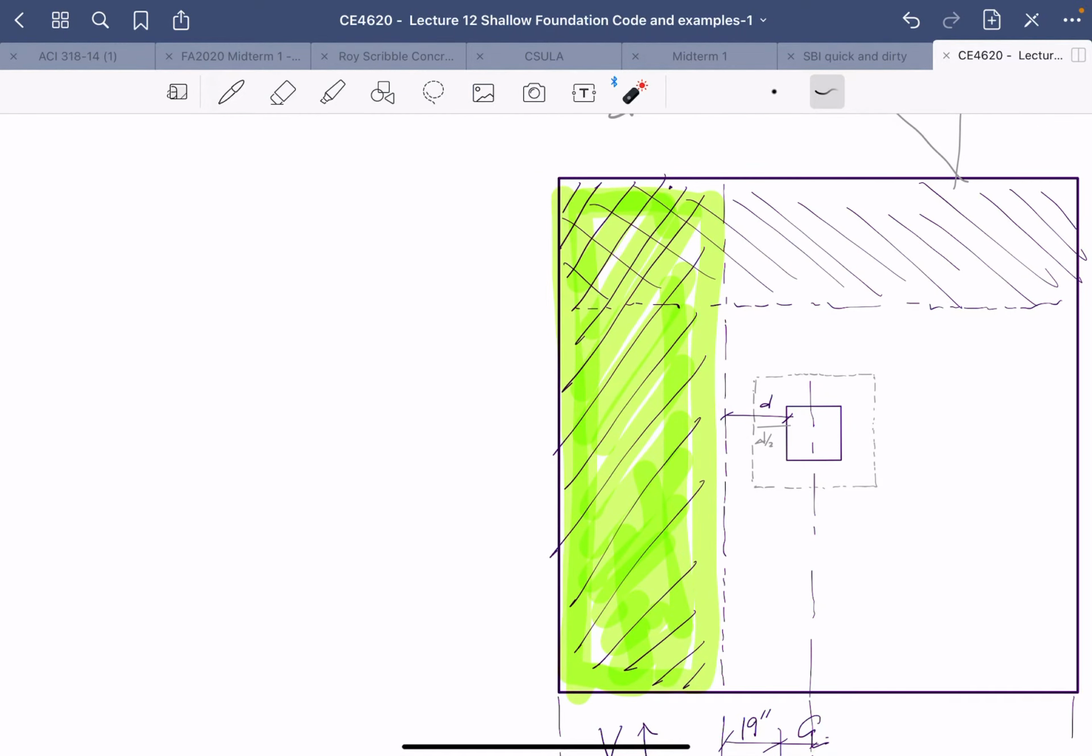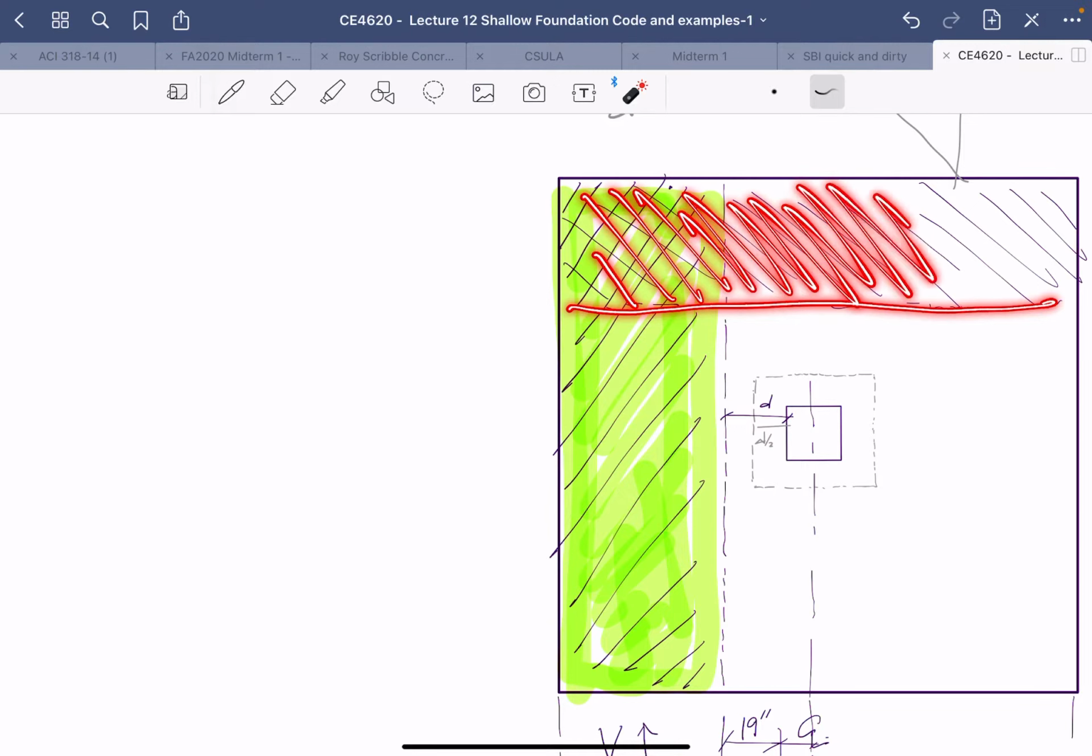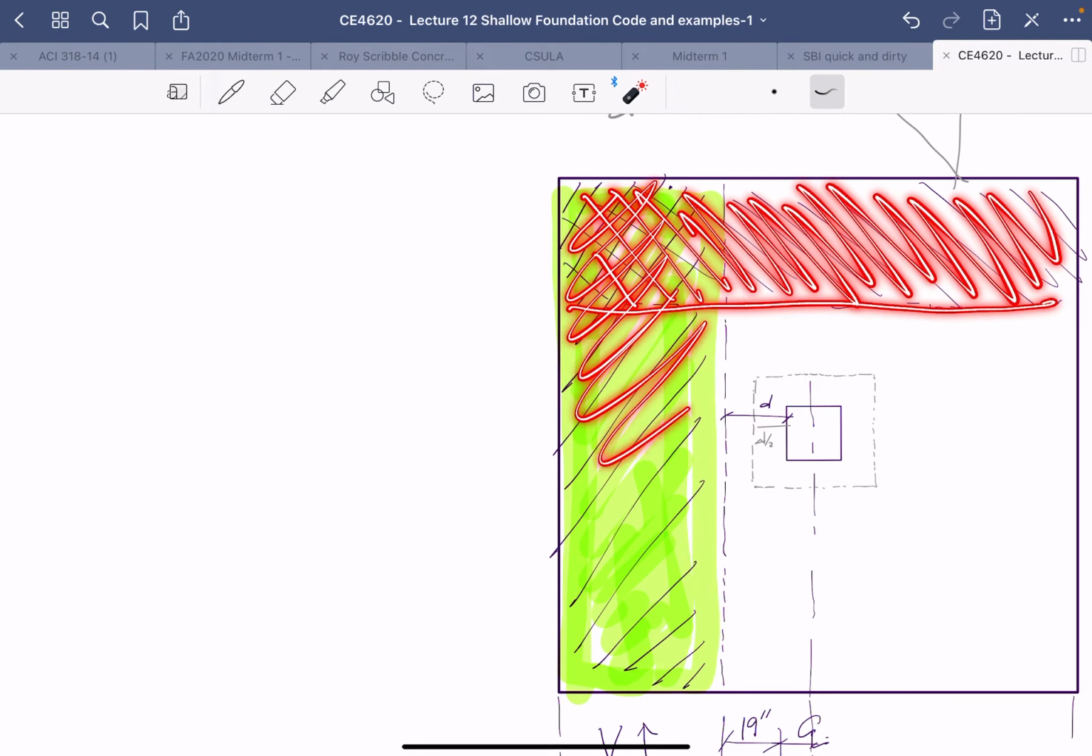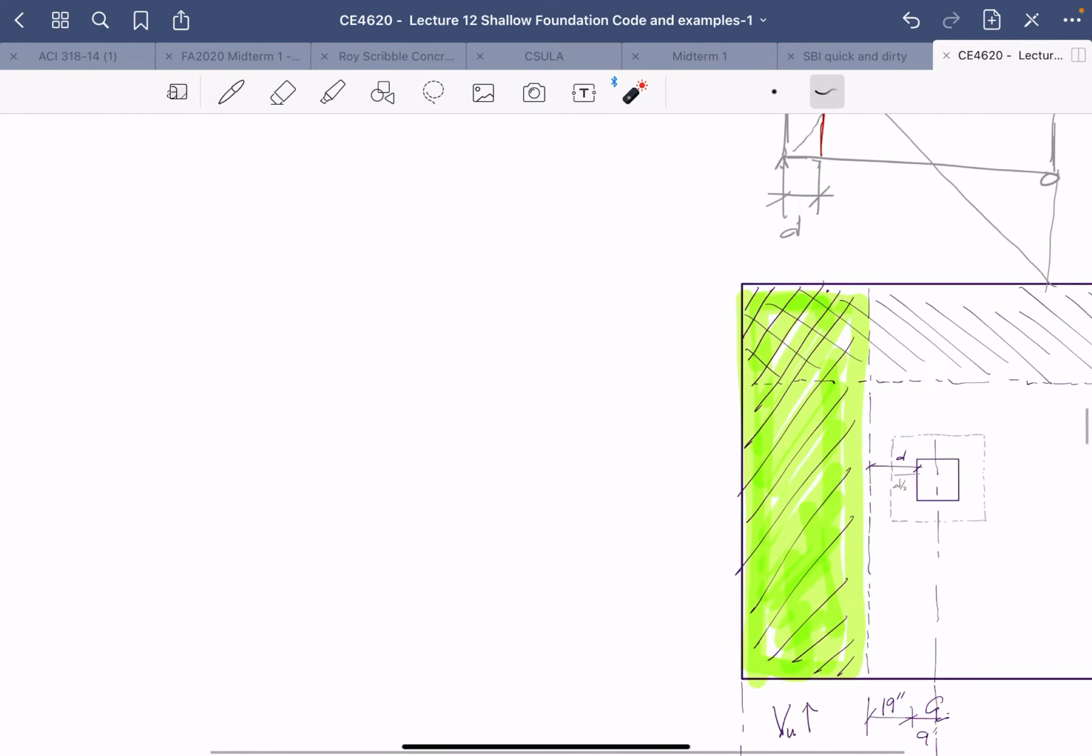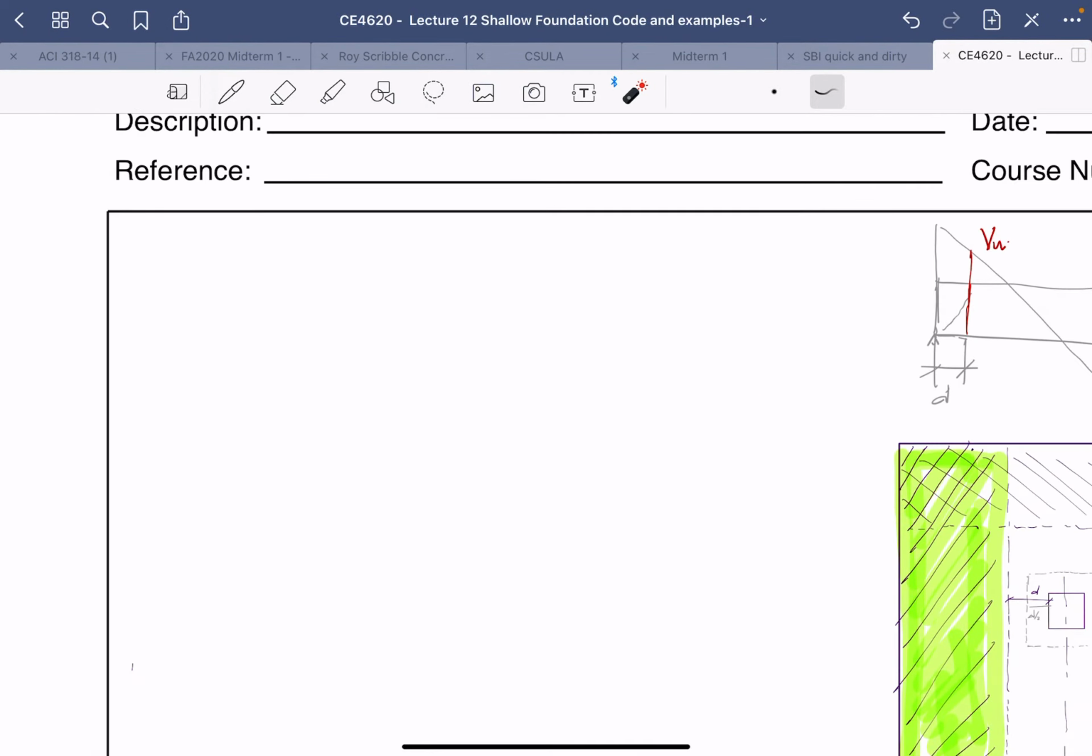And also, if it was not a square, if it was rectangular, you would have a different dimension, or even if the foundation was different. If you had that, then you'd also want to check this region also. Okay, and this region. That would be your two different VUs, and would also give you a different shear plane. Anyways, so we solve for the demand for one-way shear.